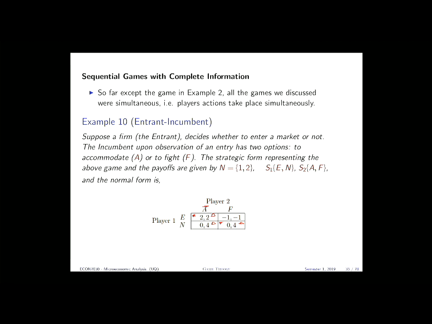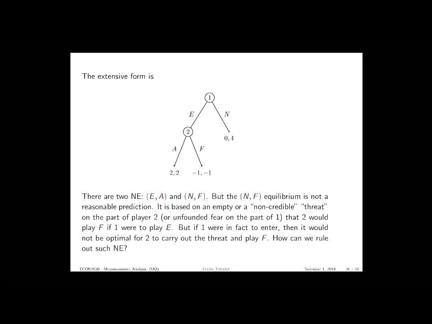Okay? Now there are two Nash equilibria here, EA and NF. Now let's see what is the problem with NF. So this is the biggest problem with the concept of Nash equilibrium. Nash equilibrium is a very good thing, but it is a very large set.